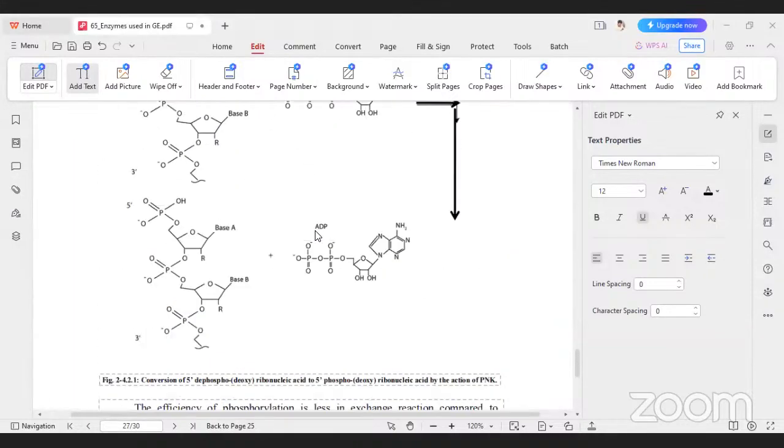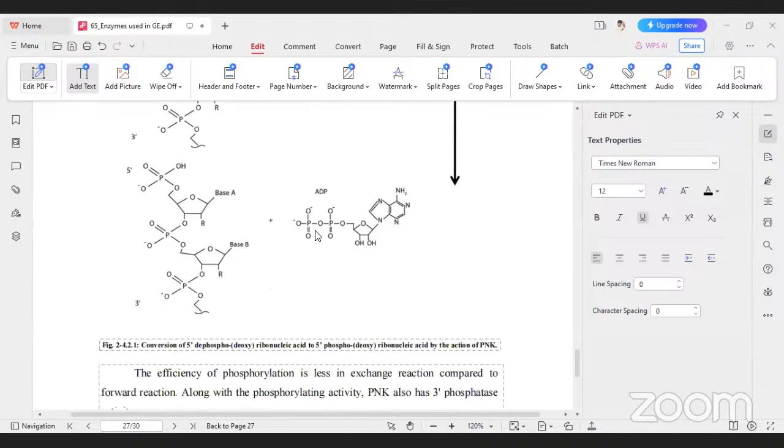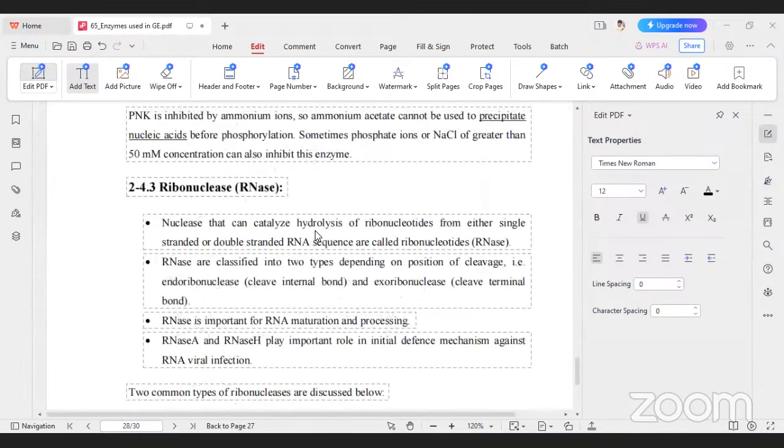Polynucleotide given or not? Right, nucleases are enzymes.